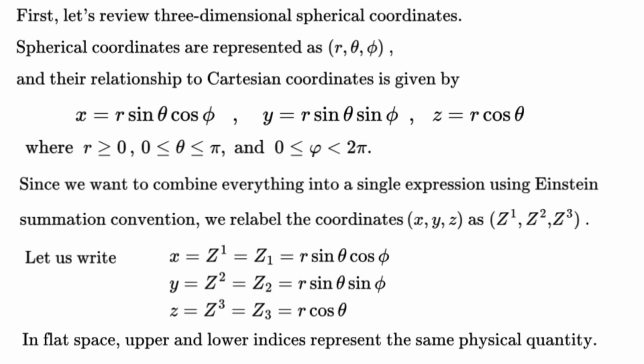First, let's review three-dimensional spherical coordinates. Spherical coordinates are represented as r, theta, phi, and their relationship to Cartesian coordinates is given by. Since we want to combine everything into a single expression using Einstein's summation convention, we relabel the coordinates x, y, z as z1, z2, z3. In flat space, upper and lower indices represent the same physical quantity.